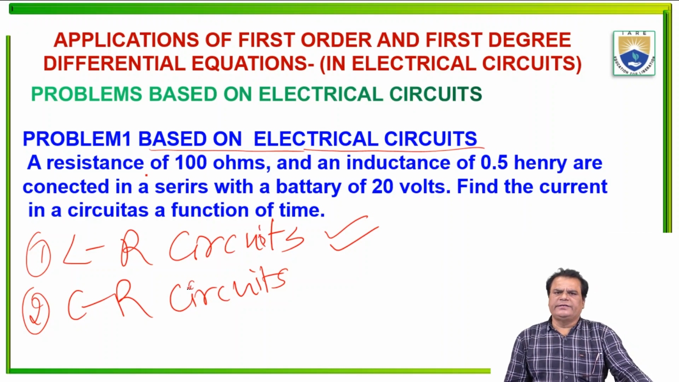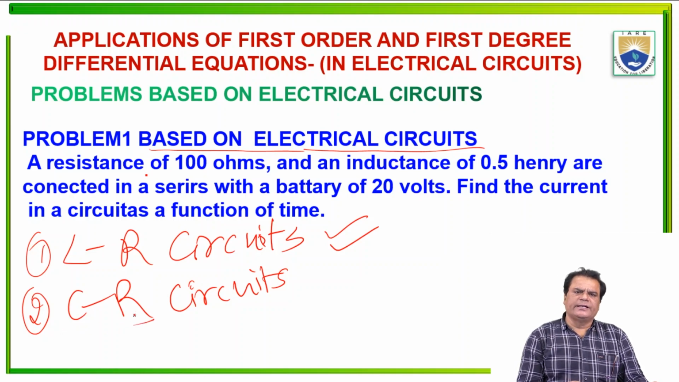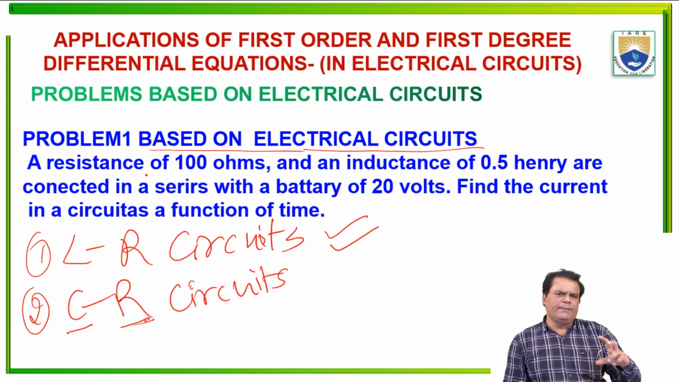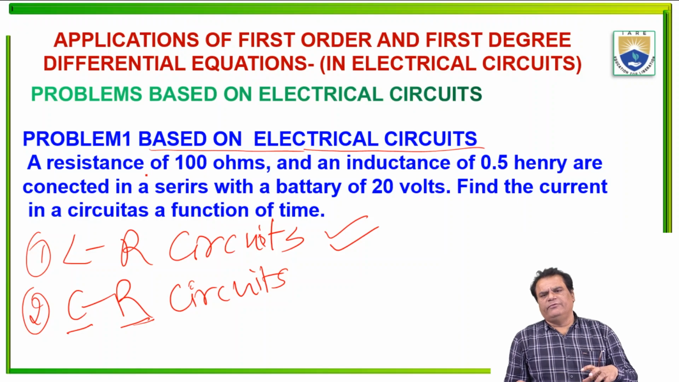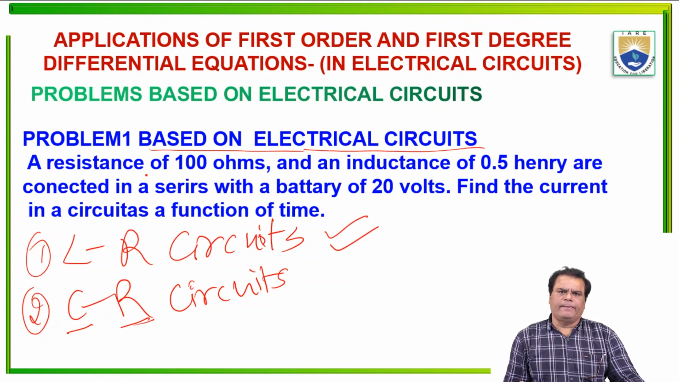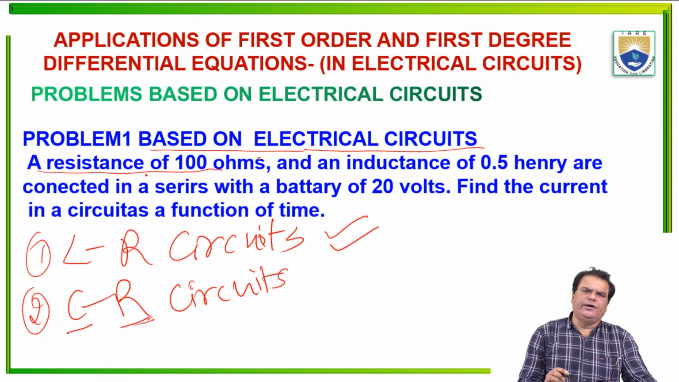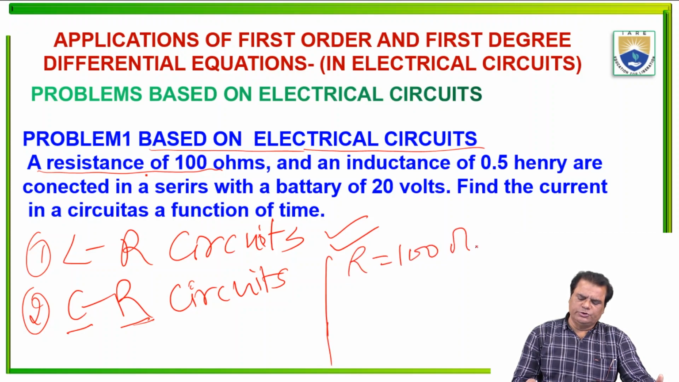In CR circuits, there are two components given, capacitance and resistance. So only two types of problem are there. Both problems are solved with the help of a linear differential equation of first order and first degree. So here, in our problem, a resistance of 100 ohm.